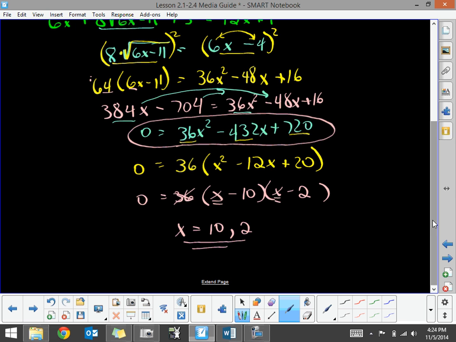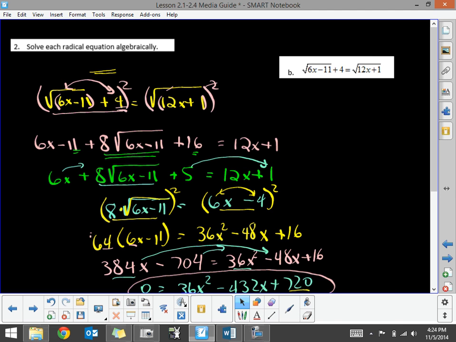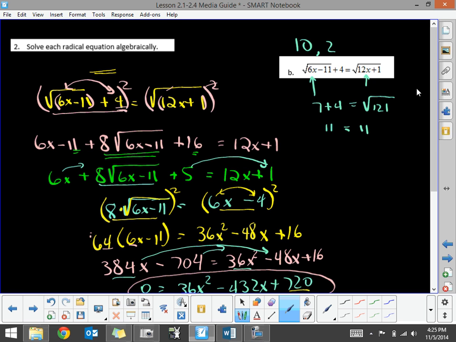So I want to come back and test 10 and 2 back into the original. I'm going to grab the original, pull it over here, and we're going to test these two answers, 10 and 2, to see if they work. Using 10, 6 times 10 is 60, 60 minus 11 is 49, the square root of 49 is 7, and 7 plus 4 is 11. So on that side I got 11. 12 times 10 is 120, plus 1 is 121, so the square root of 121, that's 11. So 10 works. I want to include that in my solution set.